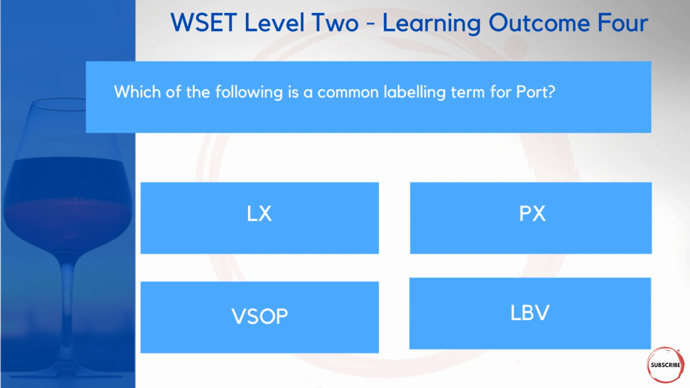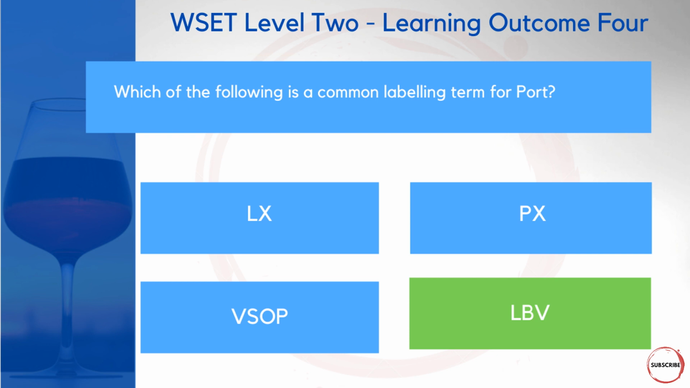And let's have one final question here. Which of the following is a common labelling term for port? Is it LX, PX, VSOP, or LBV? Now, I think when it comes to the labelling terms here, I've thrown in a bit of a curveball, because VSOP you actually would associate with spirits and not with wines at all. LX is not a labelling term that you would expect to see, but PX and LBV are labelling terms, but the key here is to guess the right style of wine, because PX is a labelling term you would actually associate with sherry. So the correct answer here is LBV for port. That means late bottled vintage. That would be the correct answer.